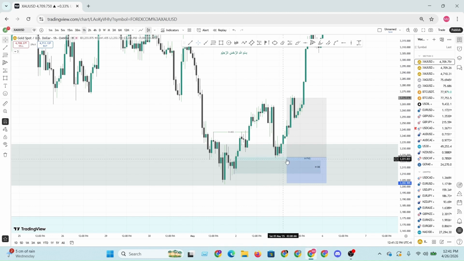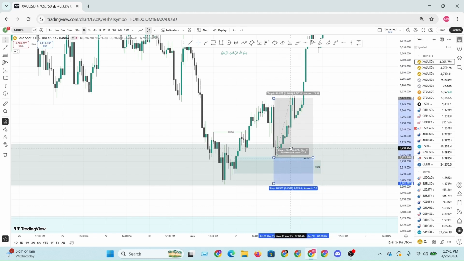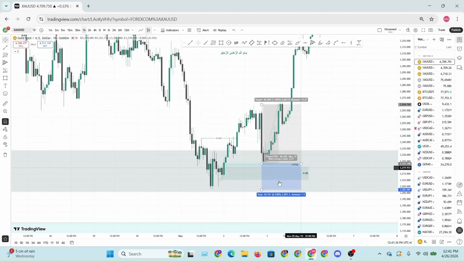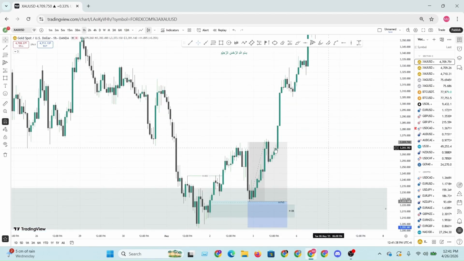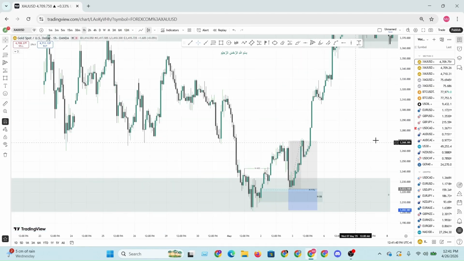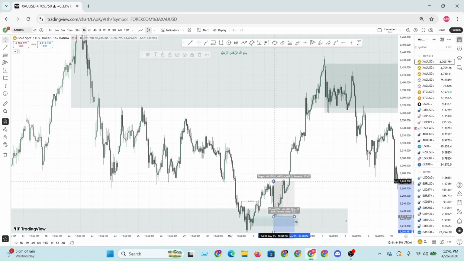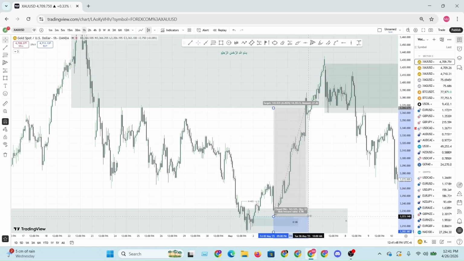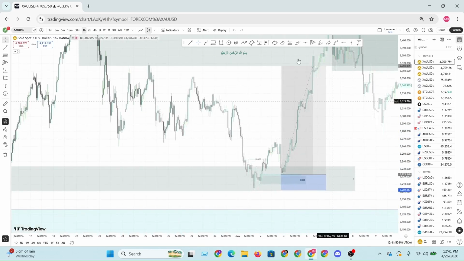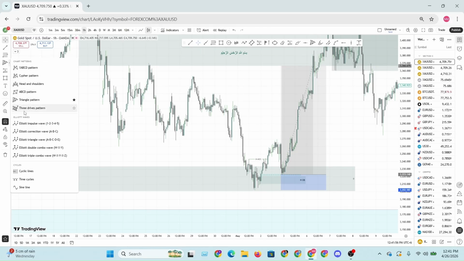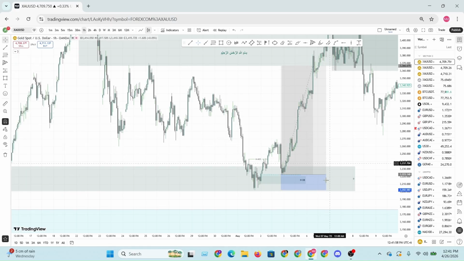So from here we enter our entries, and from this level we will go bullish to another order block. Okay. So let's see the time duration here. How much time?